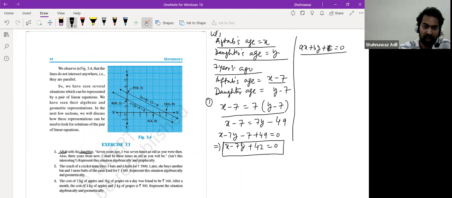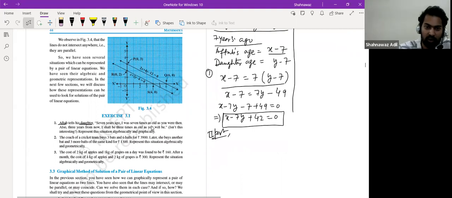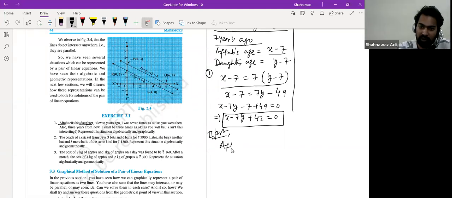And what is the second part? The second part is that 3 years from now, I shall be 3 times as old as you will be. So let's calculate Aftab's age and his daughter's age 3 years from now. So Aftab's age will be X plus 3, right? And his daughter's age will be what?